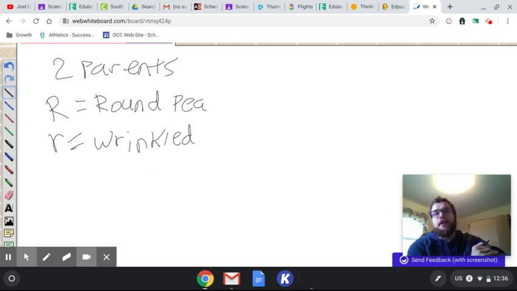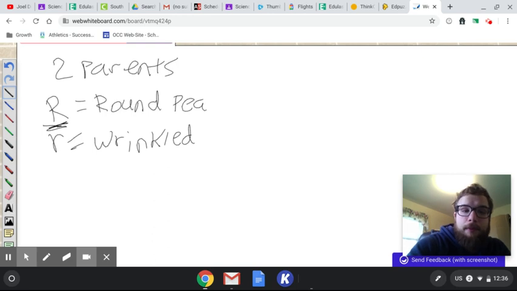Now, if you remember from last week, big R right here, that one is dominant. So if I get one big R as an offspring, I am going to be round. All it takes is one dominant trait for that to show up in my physical characteristics, in my phenotype. So if I'm an offspring and I get a big R, I'm going to be round.